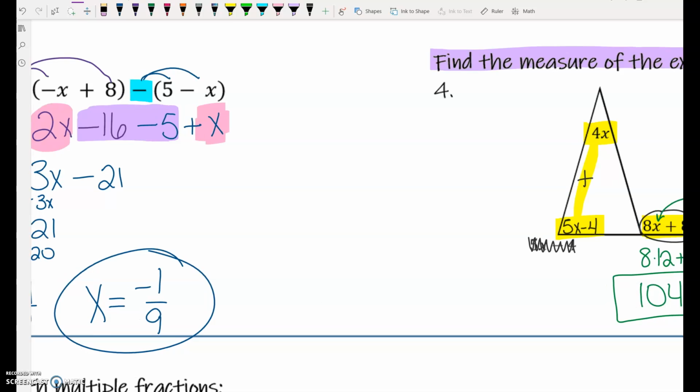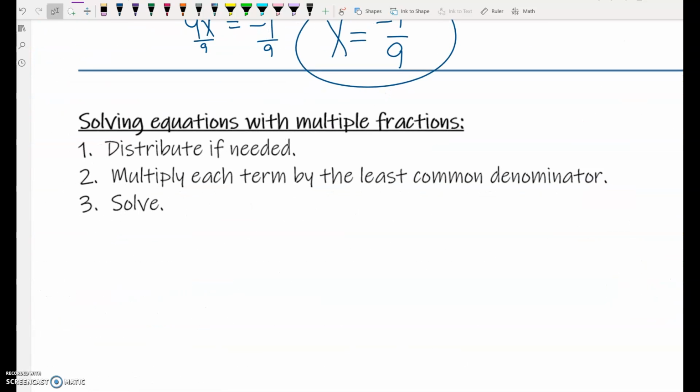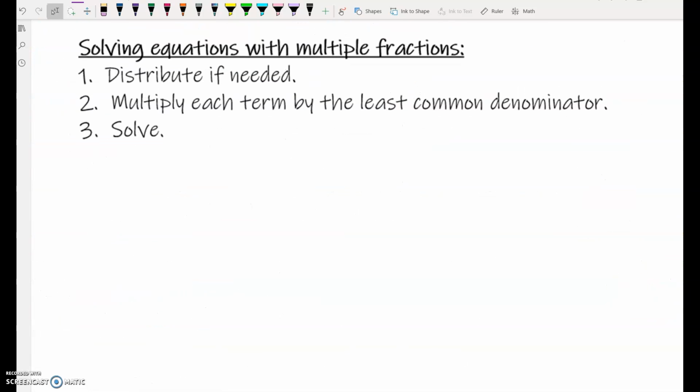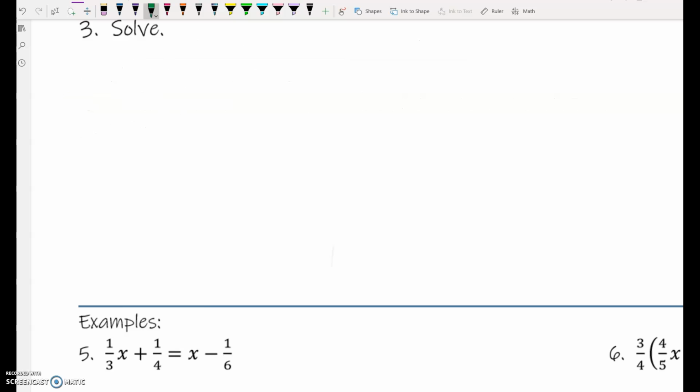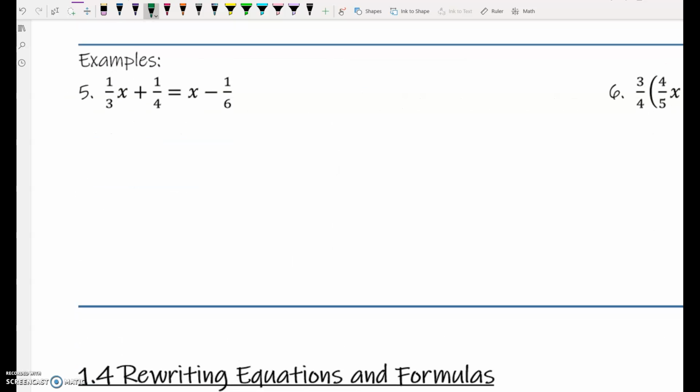Okay, next up in the notes is equations with multiple fractions. Here are some step-by-step instructions if you need them. Distribute if you see a bunch of parentheses. Multiply each term by the least common denominator. We'll be talking about that step, and then solve. So let's look at this first example.